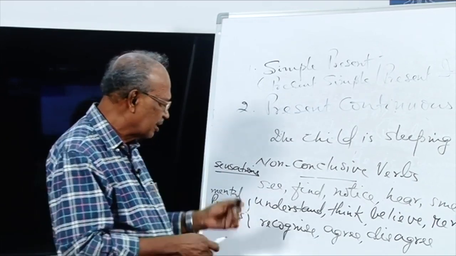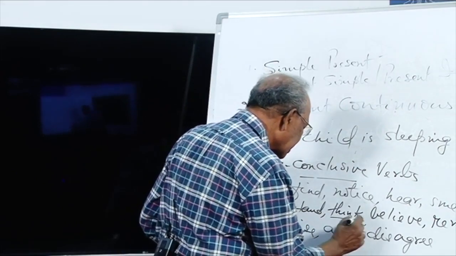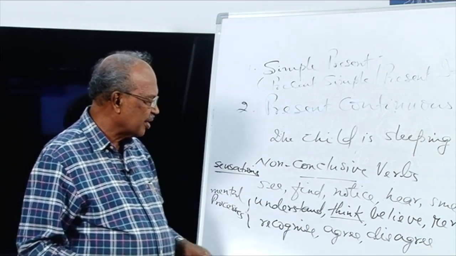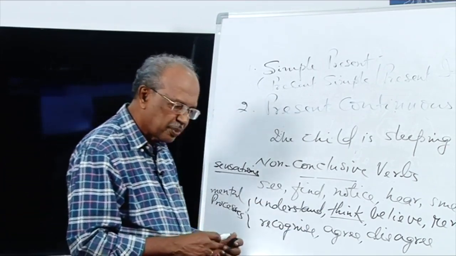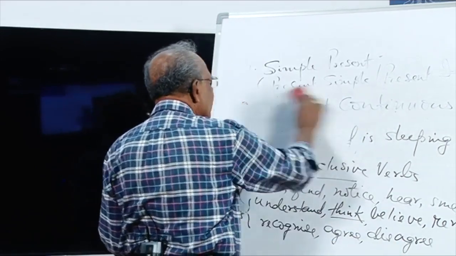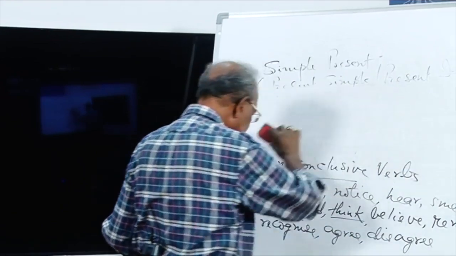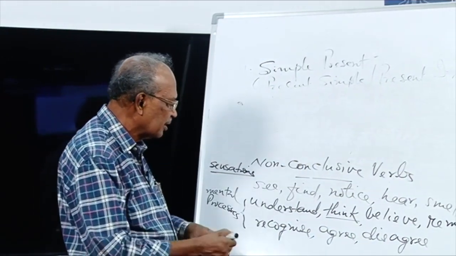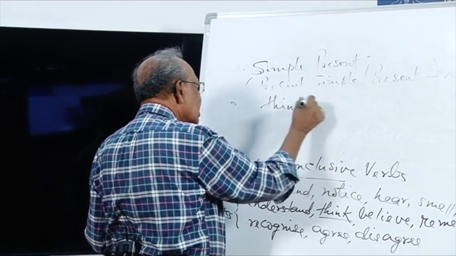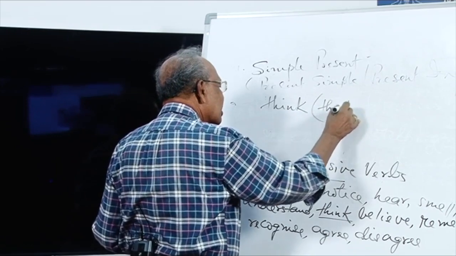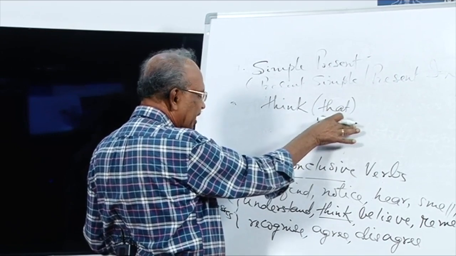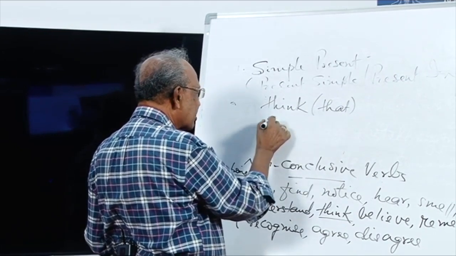But this one, say, necessitates a special treatment. Think. Okay. When think is followed by a clause, in grammar we indicate that by giving that within brackets. Think that, suppose that.